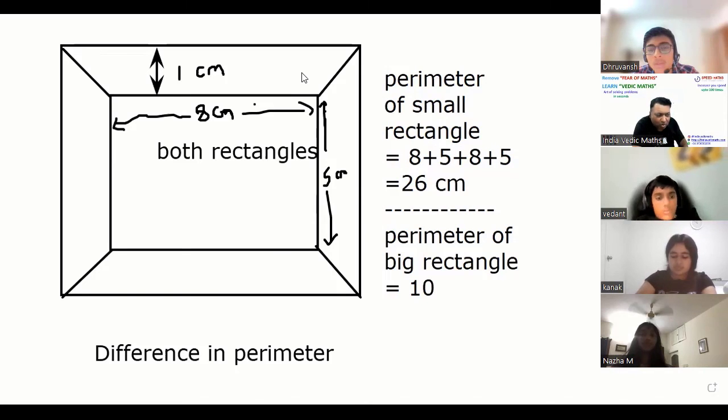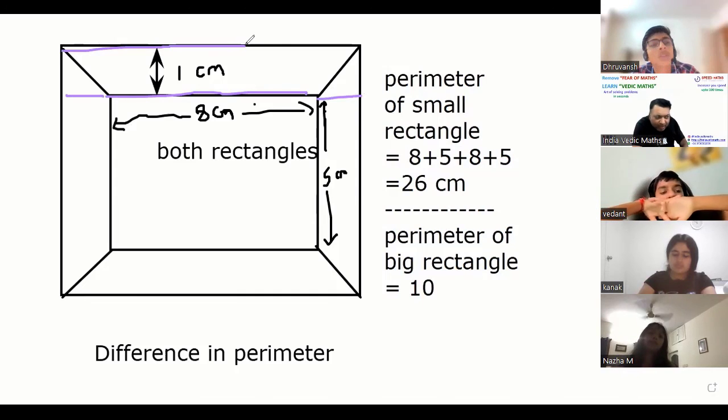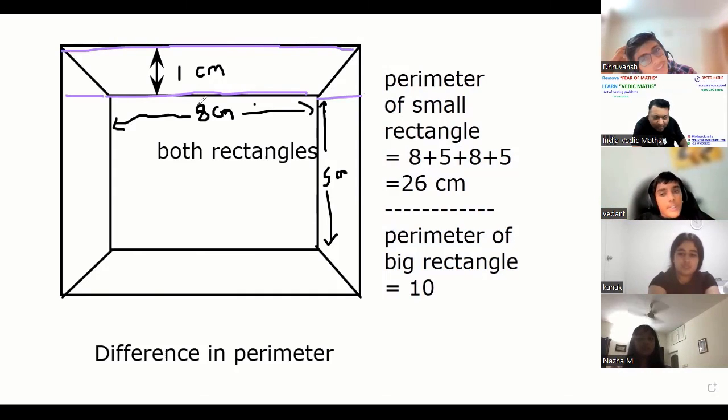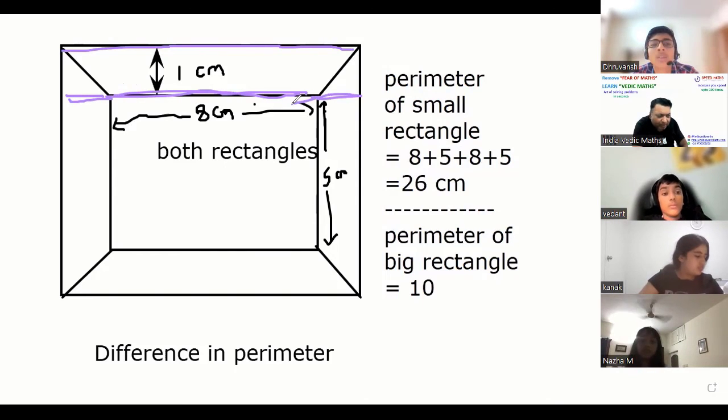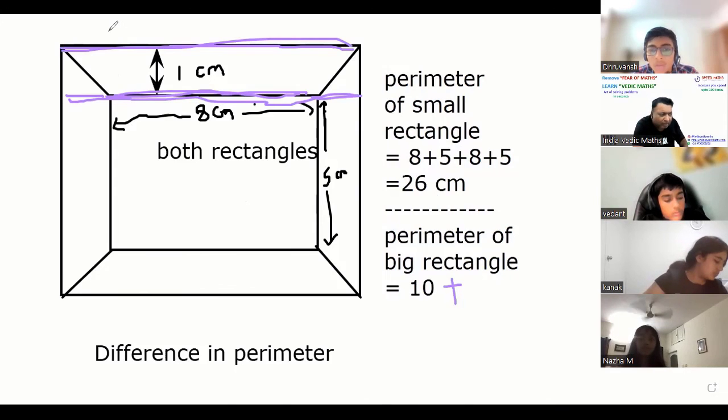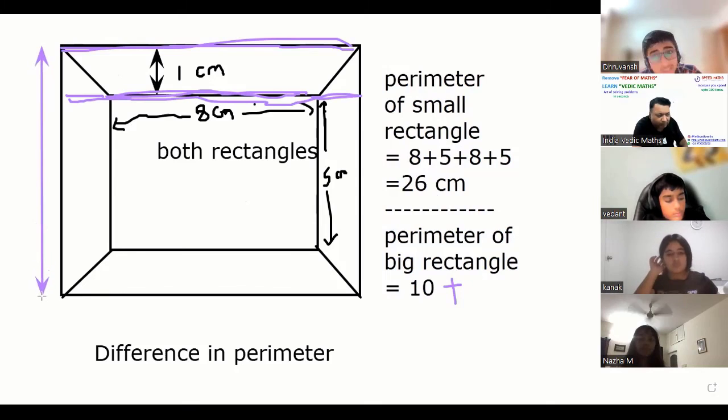One second, Nishita. So, guys, this is 8. And this is an extra 1 and an extra 1, right? So this becomes 10, right, Naja? 8 plus 1 extra here, 1 extra there. So this becomes 10. Tell me, Nishita, tell everyone, how much will be the breadth of the bigger one?